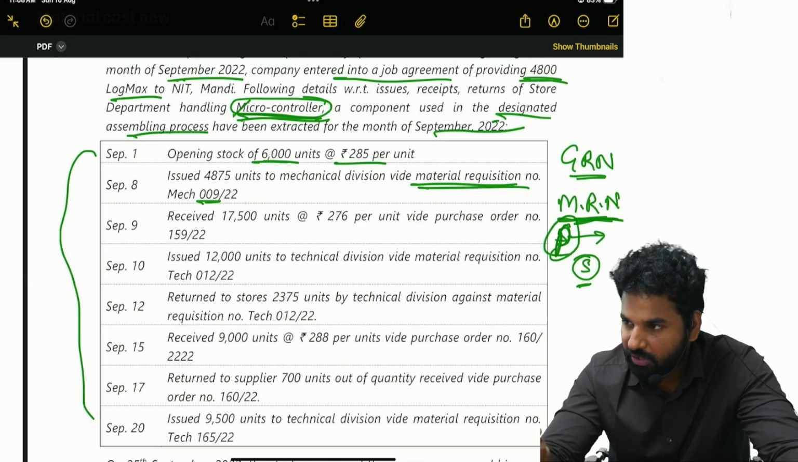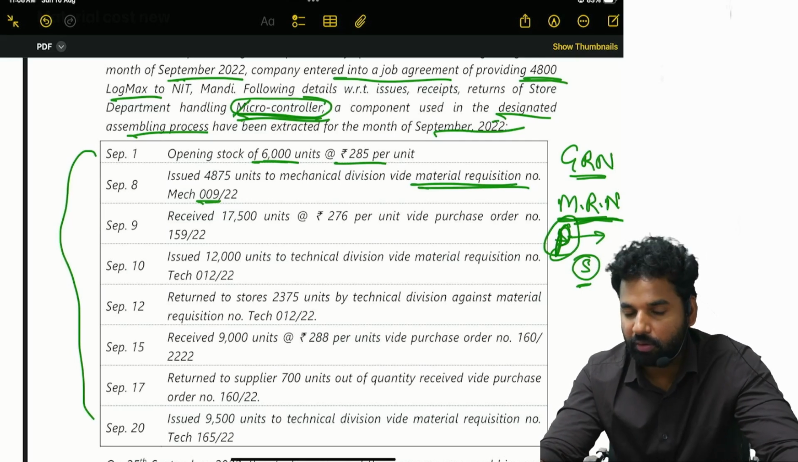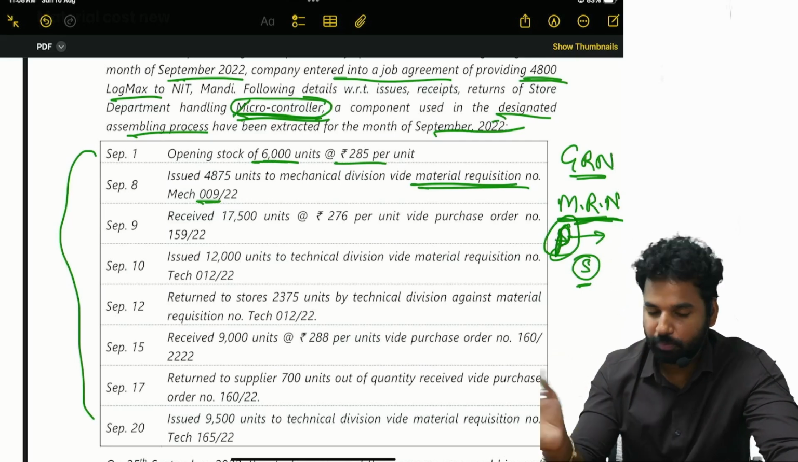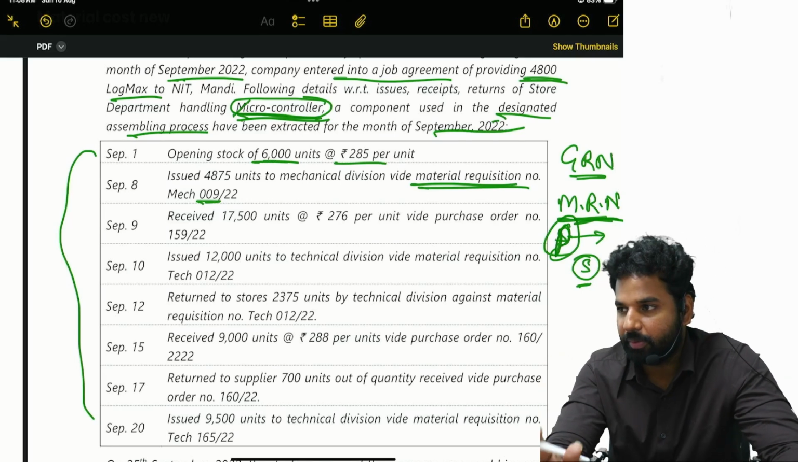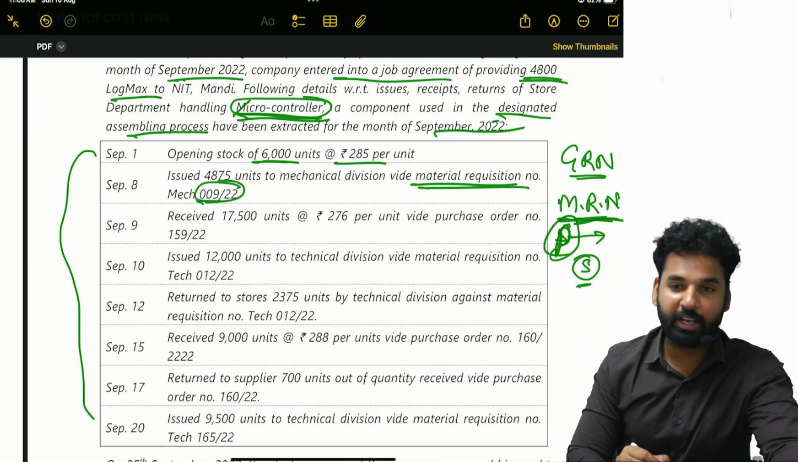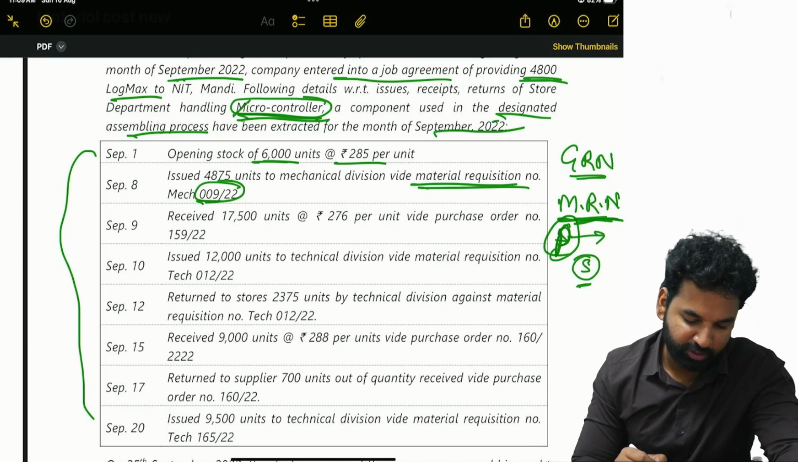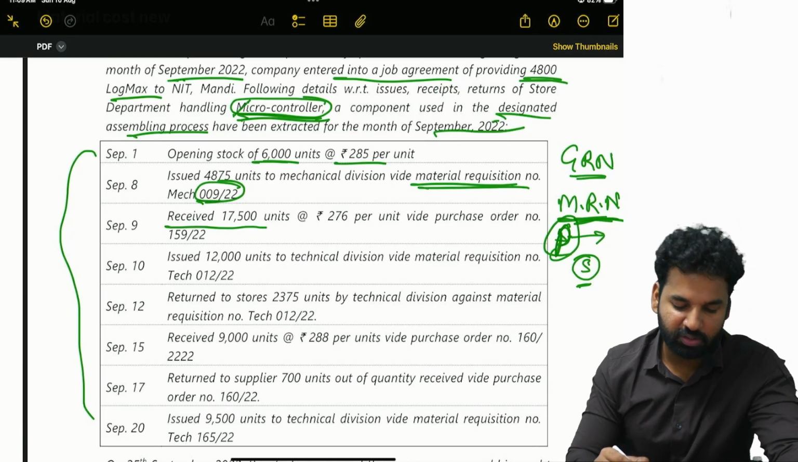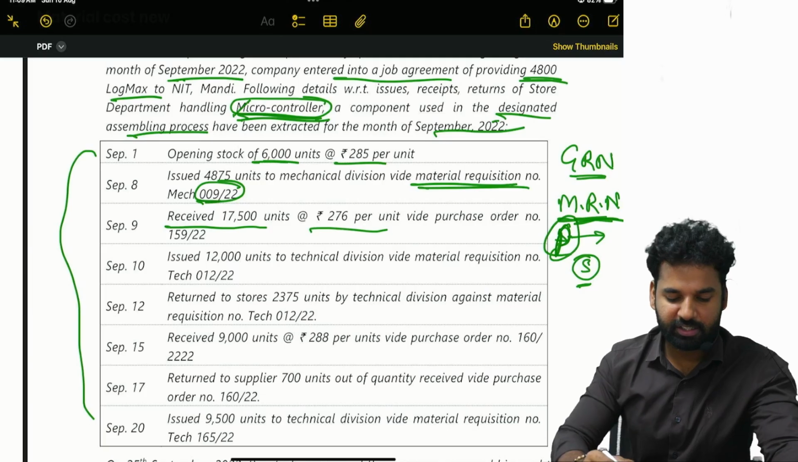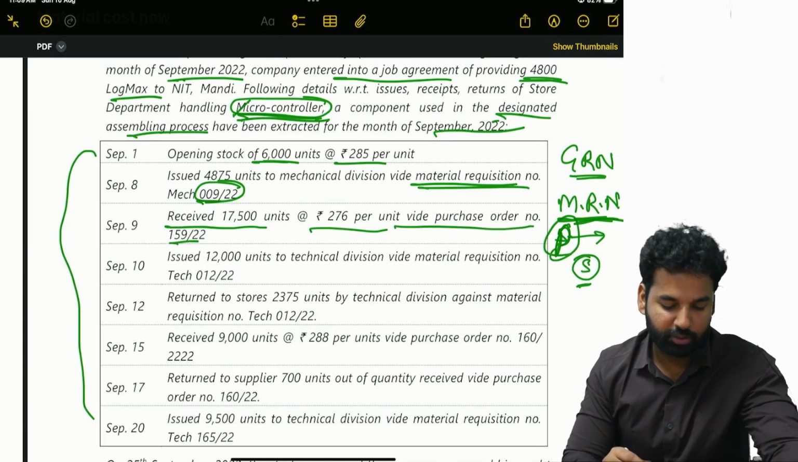So based on the material requisition note only, stores will be issuing stores products, raw material, to the production department. Right. So received, this is the note number 9 by 2022. Okay, so mechanical 9 by 2022. So received 17,500 units at 276 per unit, vide purchase order number 159 by 2022.